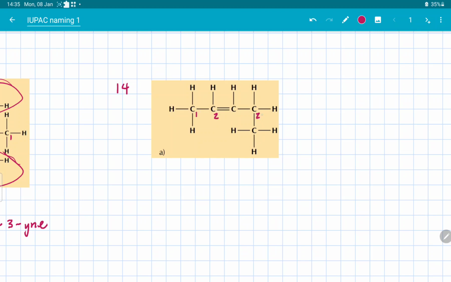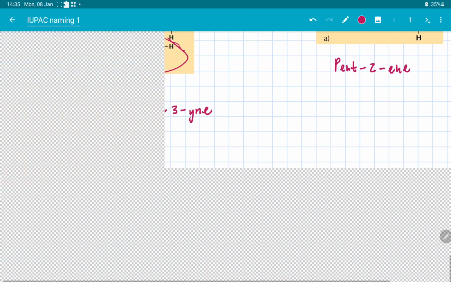So the lowest number possible is 1, 2. And look, carbon 2 has the double bond. So 2, 3, 4, 5. And in doing this, it is pent because of 5. Pent, where is the double bond? 2. Pent-2-ene because it's a double bond.